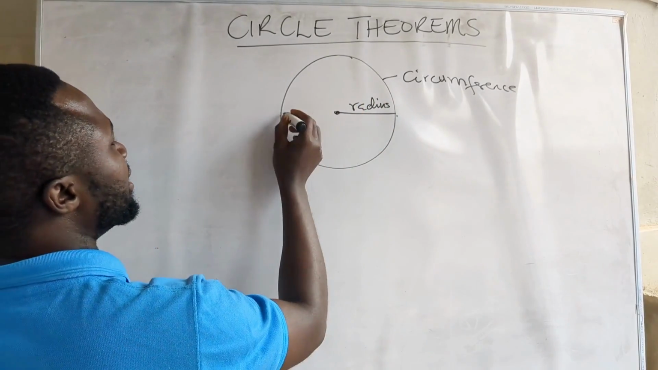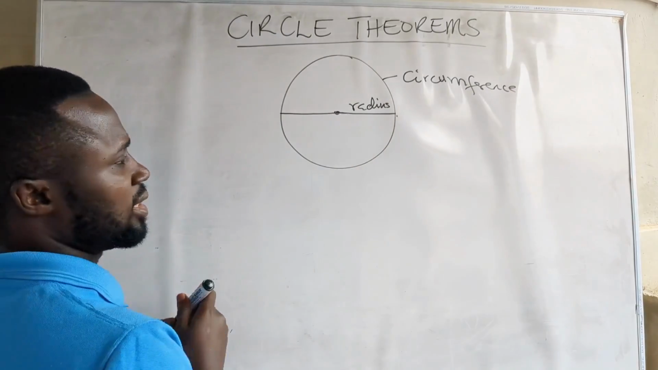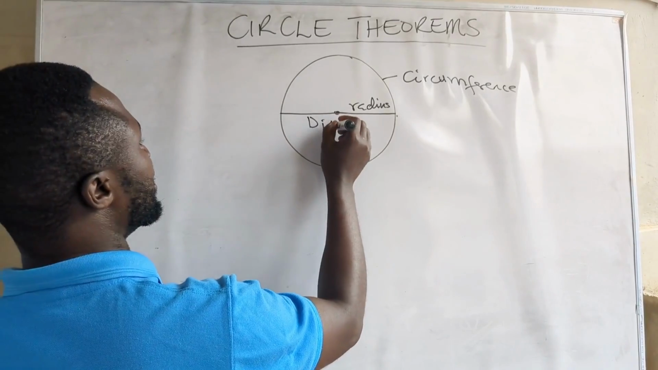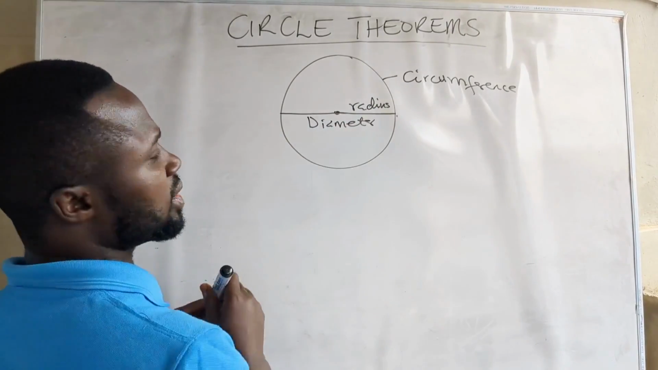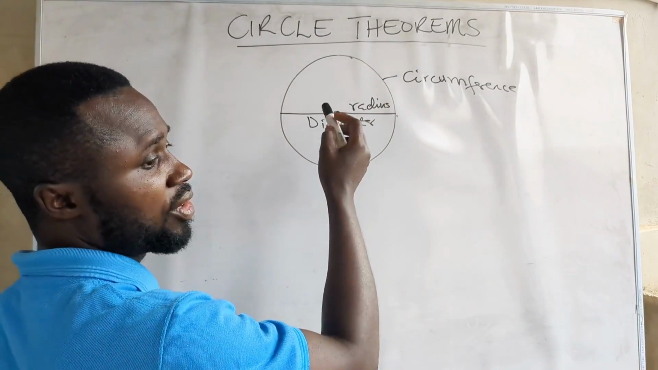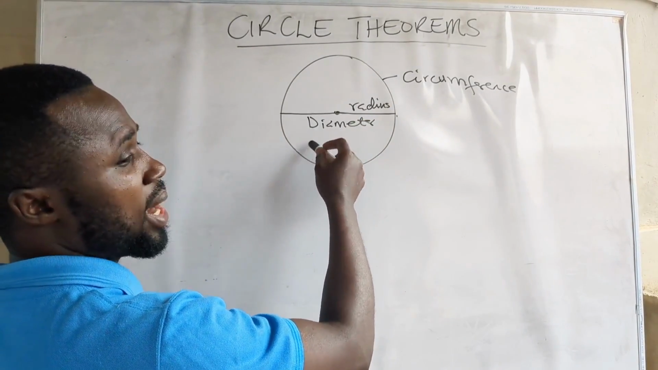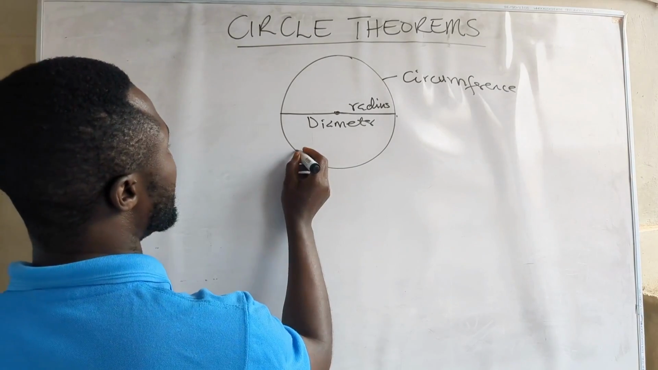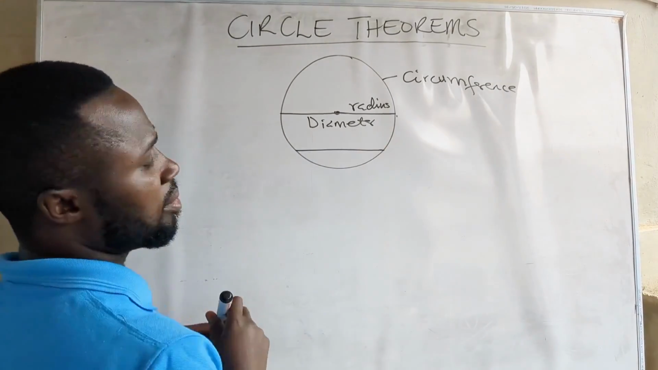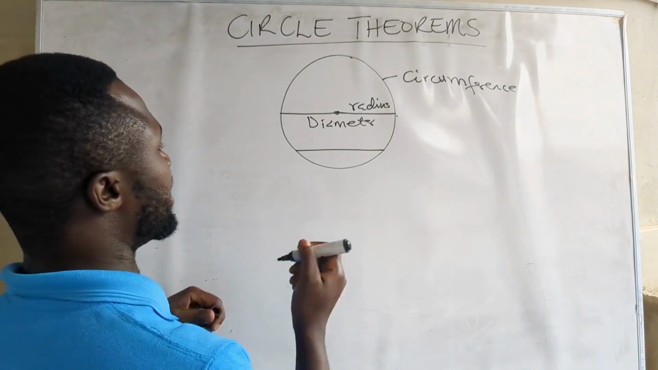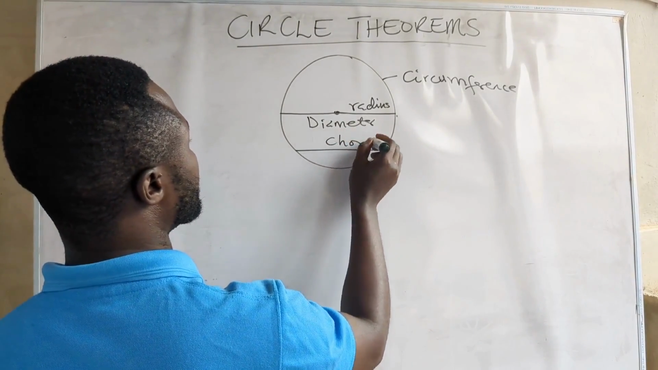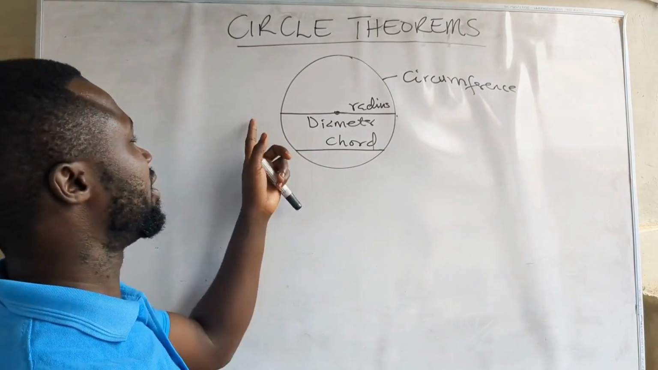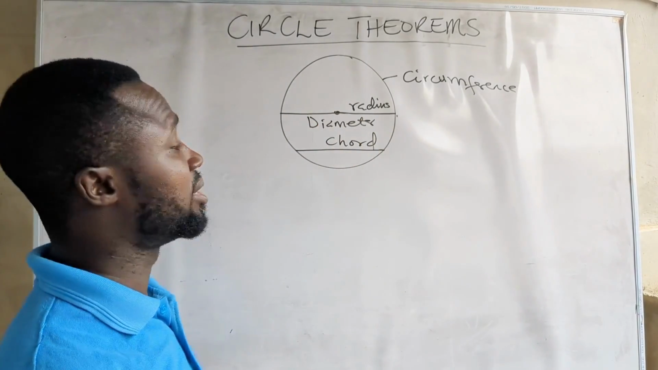And then a line that passes through the center from one end of the circumference to the other end is called the diameter. What we should take note of is that the radius is half of the diameter, or the diameter is twice the radius. Then, if the line doesn't pass through the center, but goes from one end of the circumference to the other end, we say it is a chord. So a straight line from one end of the circumference to the other end is a chord. If it passes through the center, then it's a diameter.